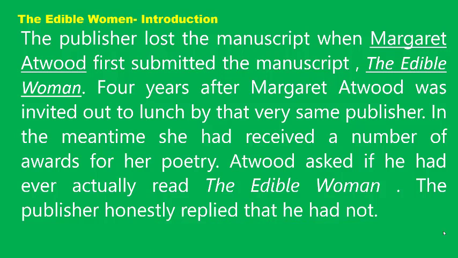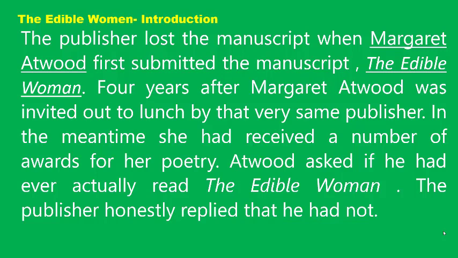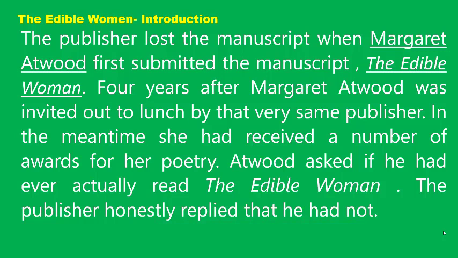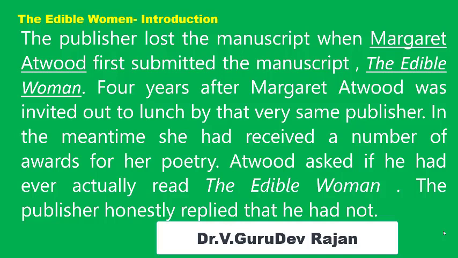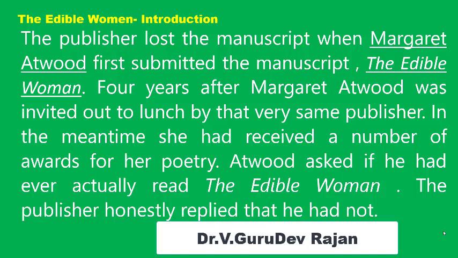So, the novel Edible Woman, when it was in manuscript, was given to a publisher, but the publisher did not publish it, and there was no response from the publisher to Margaret Atwood. After some 4 years, when Atwood became famous as a poet, the publisher called Margaret Atwood for a dinner. Margaret Atwood asked the publisher if he had read the manuscript, Edible Woman, and the publisher honestly replied that he had not. Later it was published. So the rest is history. This is a small introduction to Margaret Atwood's novel, The Edible Woman. It took 4 years after the completion of the manuscript.